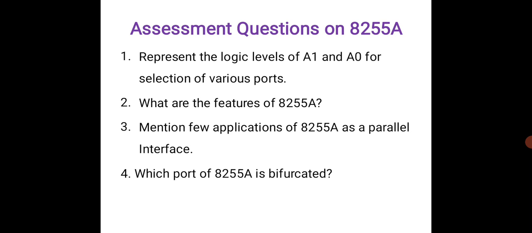After learning this portion, the students should be able to answer these questions: the logic levels of A1 and A0 for selection of various ports, the main features of 8255, a few applications of 8255 as a parallel interface, and which port of 8255 is bifurcated. The main application is that you can connect any parallel devices, such as a printer or keyboard. And A1 and A0 will decide the type of port. Okay, thank you.